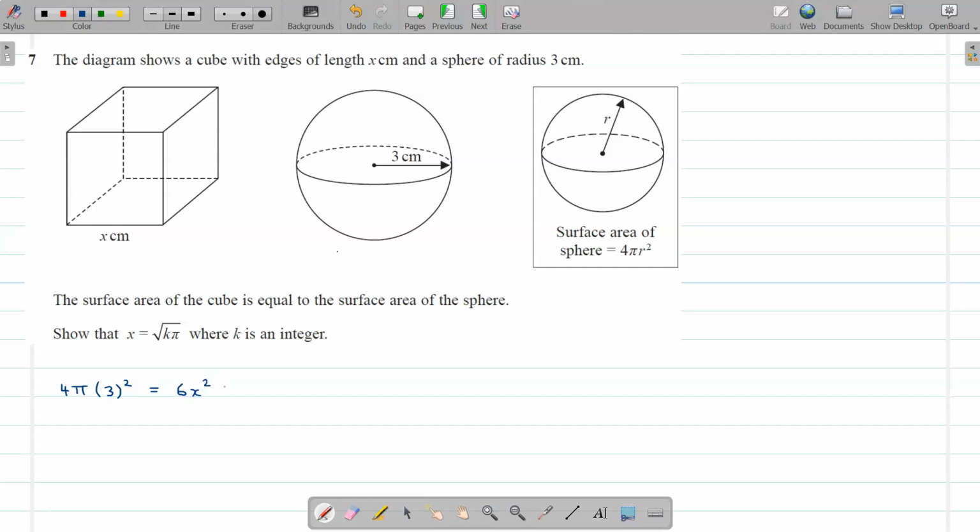Okay, well, we just have to process this now, and that's our equation. So that's 3 squared is 9, 4 nines are 36, so that's 36 pi on the left, and that equals 6x squared. Okay, if we divide both sides by 6, then we get 6 pi is equal to x squared. Okay, and from there we just need to square root both sides, so therefore x would be the square root of 6 pi.